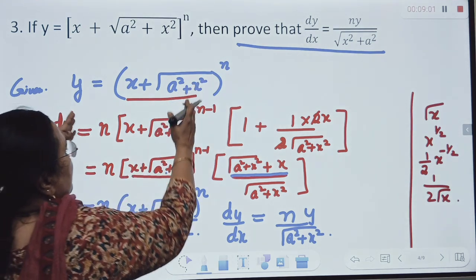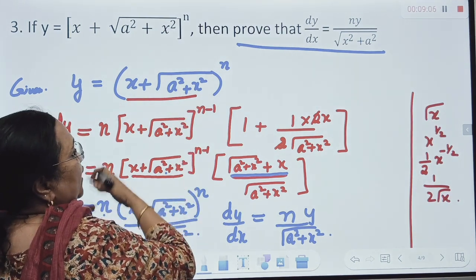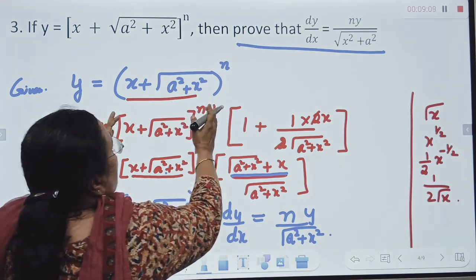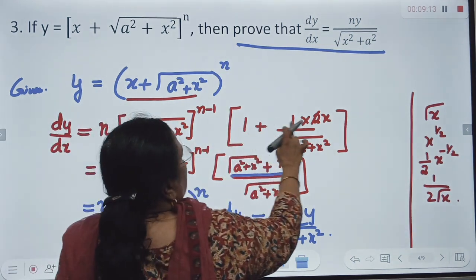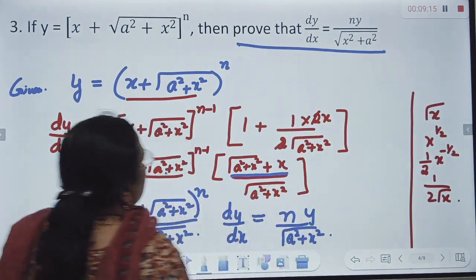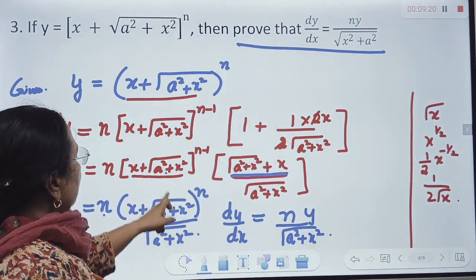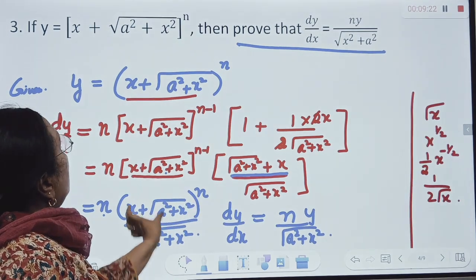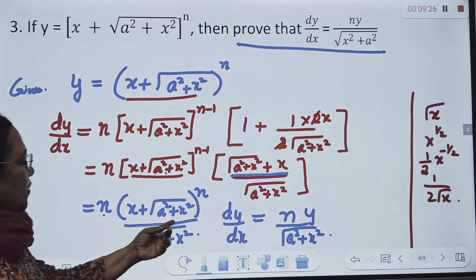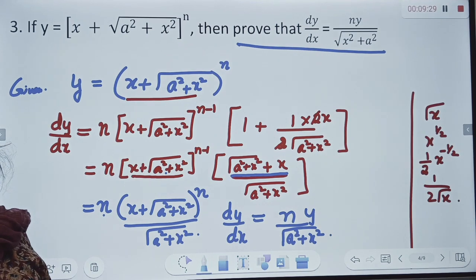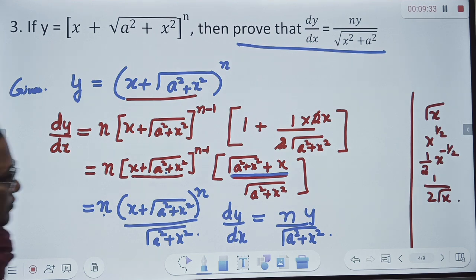So I first differentiated using the formula x power n. If you differentiate, you get nx power n minus 1. Then because it is a function of this into derivative of this, which is 1 plus 2x by 2 into root of a square plus x square. I have taken LCM. I have multiplied. When I multiply, I get the power n, and this quantity I recognize as y. So x plus root of a square plus x square to the power n, recognize as y, replace it as y, then you get what you need to prove.